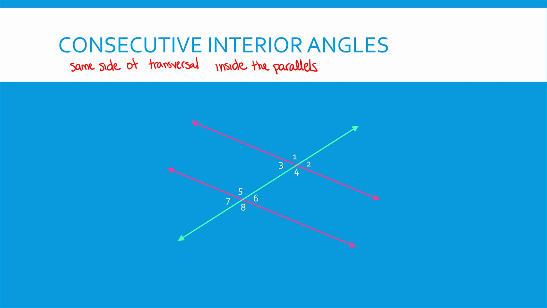So using our diagram that's numbered and labeled here for us, our consecutive interior angles would be 3 and 5. Both of these angles are on the left side of that mint green line, and they're inside, in between those pink lines. Our other set of consecutive interior angles in this diagram would be angles 4 and 6. Both of these are on the right side of that mint green line and in between those pink parallel lines.